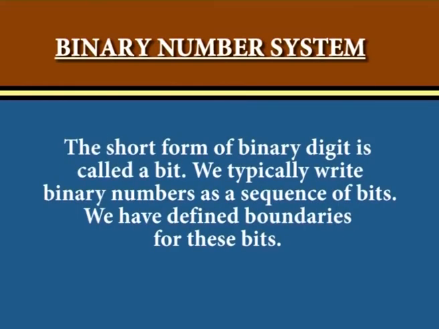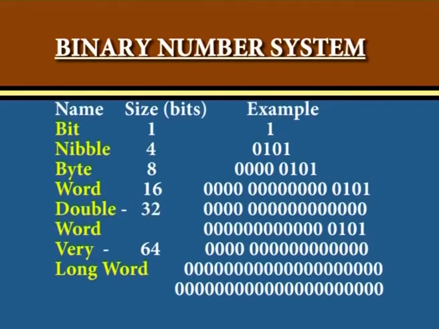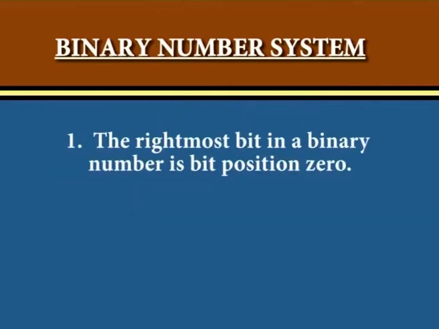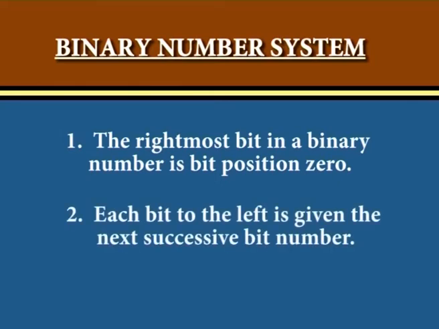The short form of binary digit is called a bit. We typically write binary numbers as a sequence of bits. We have defined boundaries for these bits. You can see on the screen the boundaries of these bits. We will number each bit as follows. First, the rightmost bit in a binary number is bit position 0. Second, each bit to the left is given the next successive bit number.